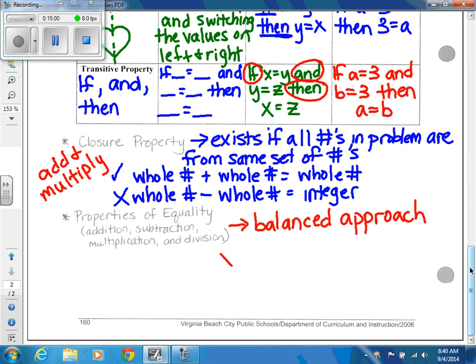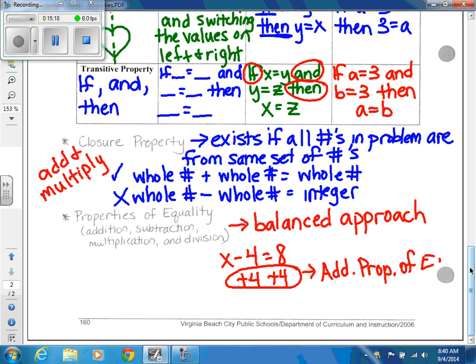So if I have the equation x minus 4 equals 8, okay, I don't really particularly care about the answer right now. It's how we're going to get to it. We're going to add 4 to both sides. Well, this adding 4 piece that you just did, that's known as the addition property of equality, because what you did to one side of the equation, you did to the other, and it was the same operation. If you multiplied to get to your answer, then you would have the multiplication property of equality, and so forth.